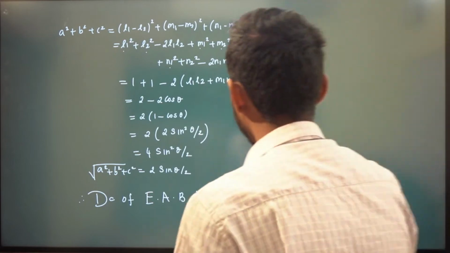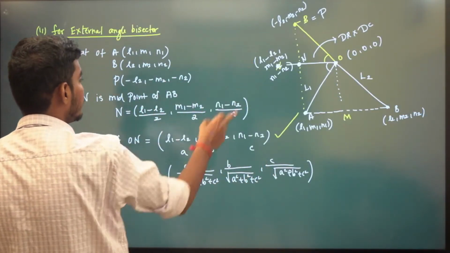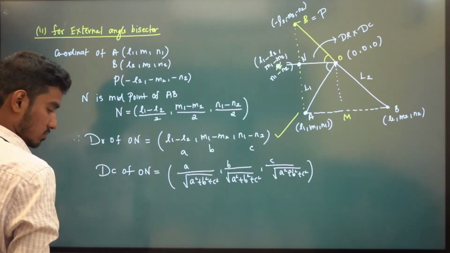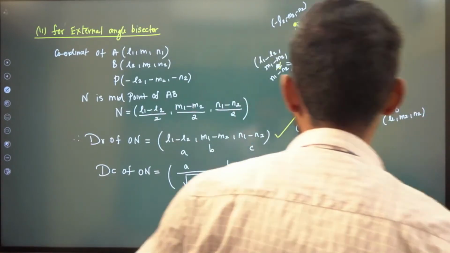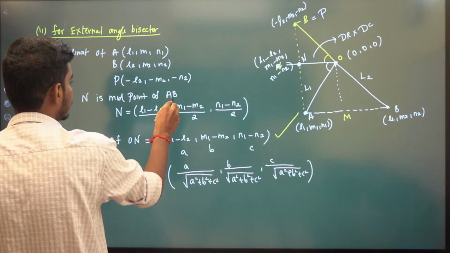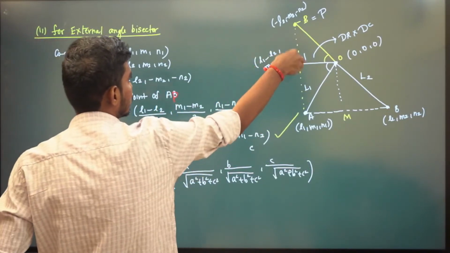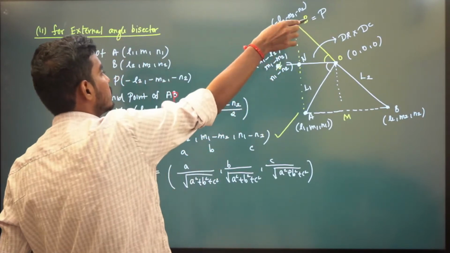Oh, okay, okay. So N is the midpoint of A, P. N is the midpoint of A, B dash or A, P. Right? N is the midpoint of this. This minus B, minus B is P, assuming this to be P.